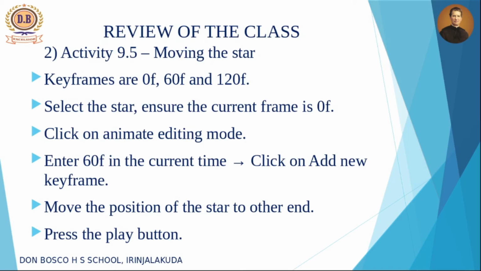Next we have discussed activity 9.5, moving the star from the left side to the right side. Here we are giving keyframes 0 frame and 60 frame. Select the star, and ensure the current frame is 0 frame. After that, click on animate editing mode, then enter 60 frame in the current time. Then click on the add new keyframe button. Take the transform tool, move the position of the star to the other end, and then press the play button in order to view it as an animation. So this is activity 9.5.